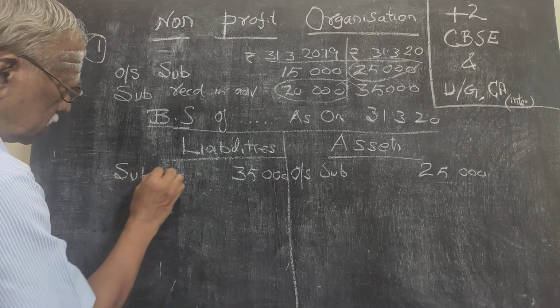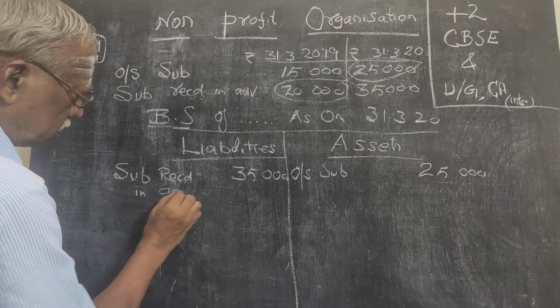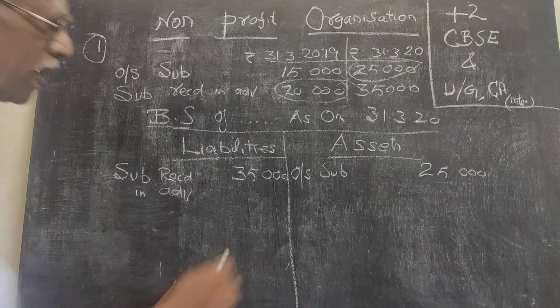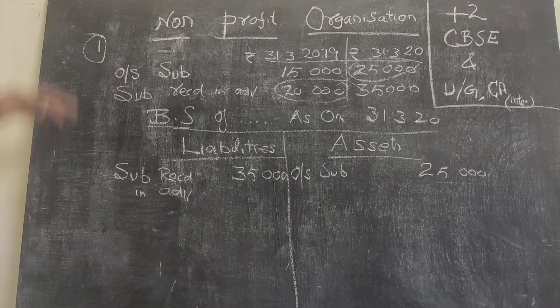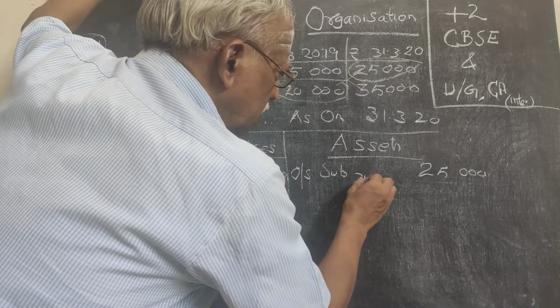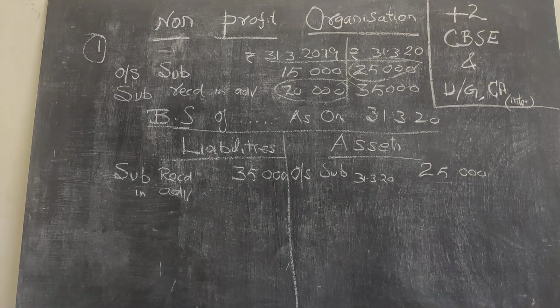Subscription received in advance. Don't try to balance. You just write 25,000 as outstanding subscription for this year. Outstanding subscription as on 31st March 2020, and leave it. And subscription in advance 35,000. That comes to an end of the first problem. Now I will go to the next problem.